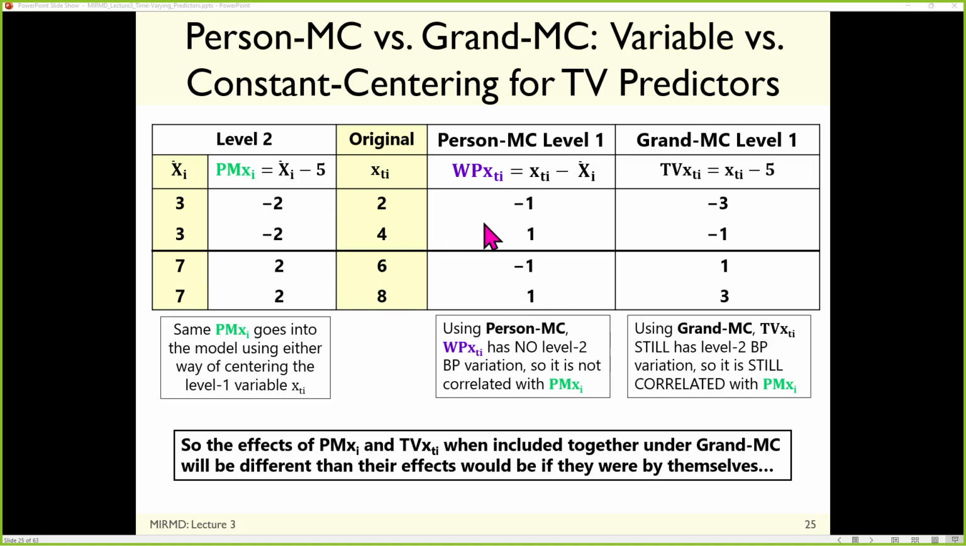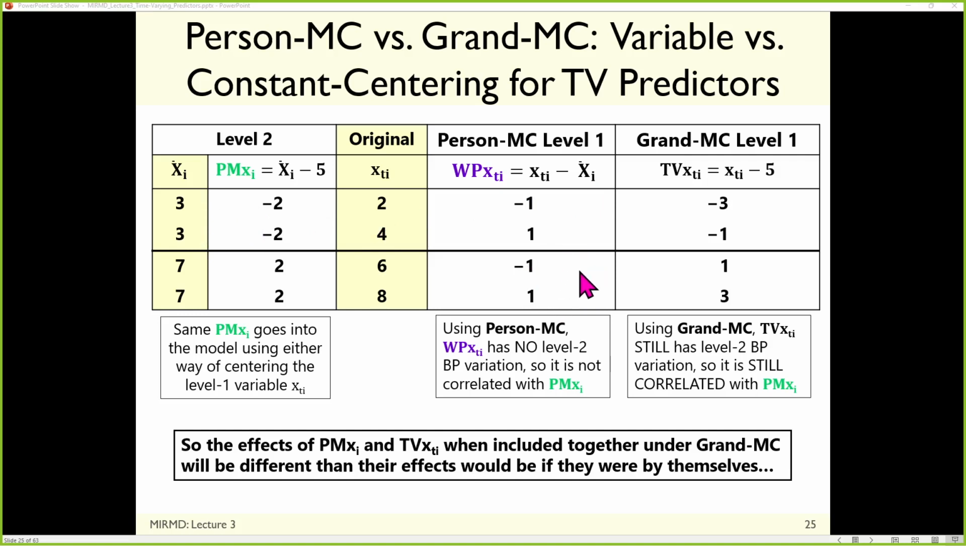Now over here, each of these columns shows a different potential way of putting the level 1 predictor into the model. What we just finished is person mean centering, with the purple here, where we take their value at each occasion, so the 2 and the 4 in this case, subtract off their person mean, the 3, and so we end up with minus 1 and 1. Likewise, for the second person, we end up with minus 1 and 1.